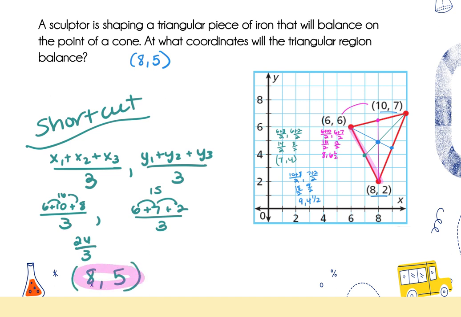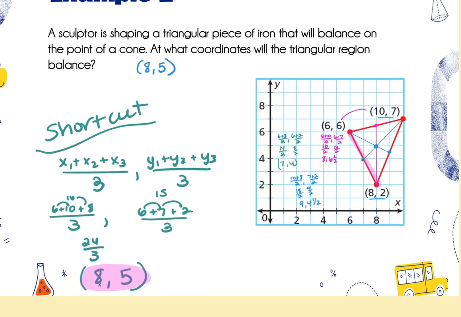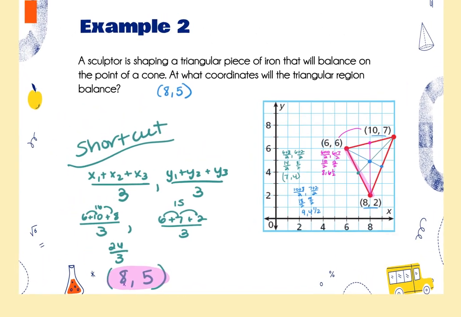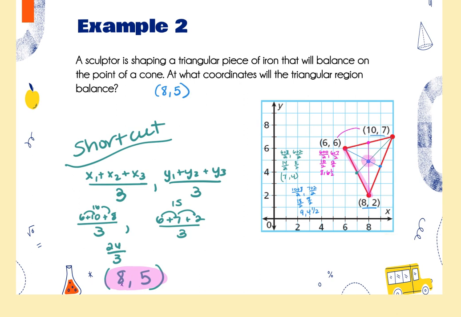So the shortcut is obviously way faster, but if you forget it, you could always find it the way we did the first way. But the shortcut only works for the medians, so it only works for the centroids. You just add them all up, divide by 3.